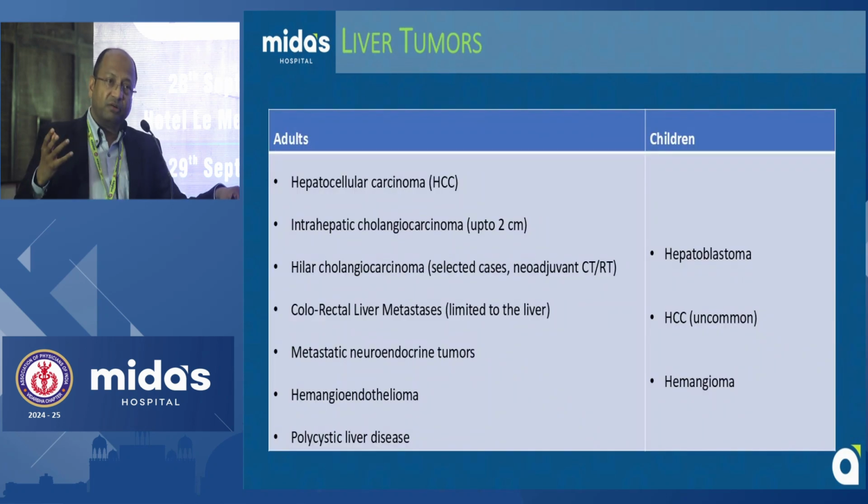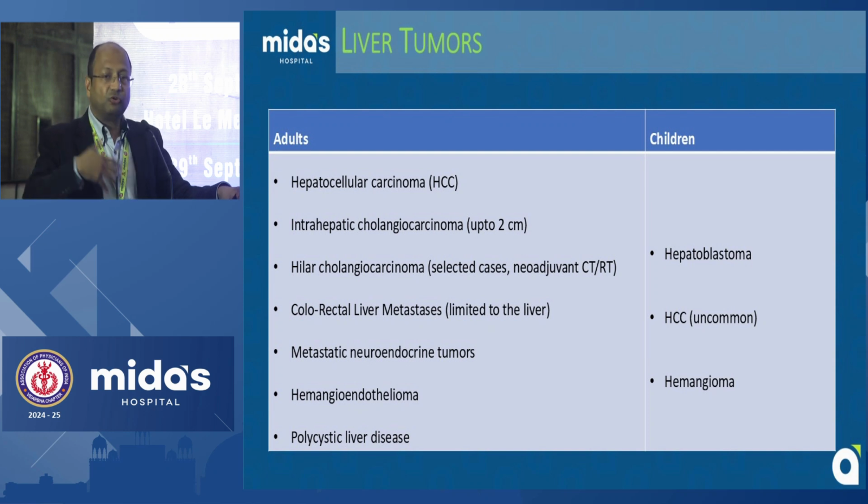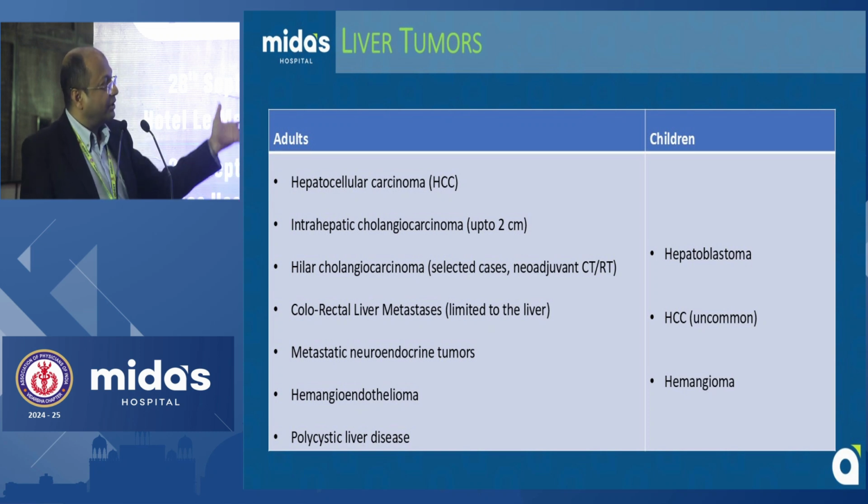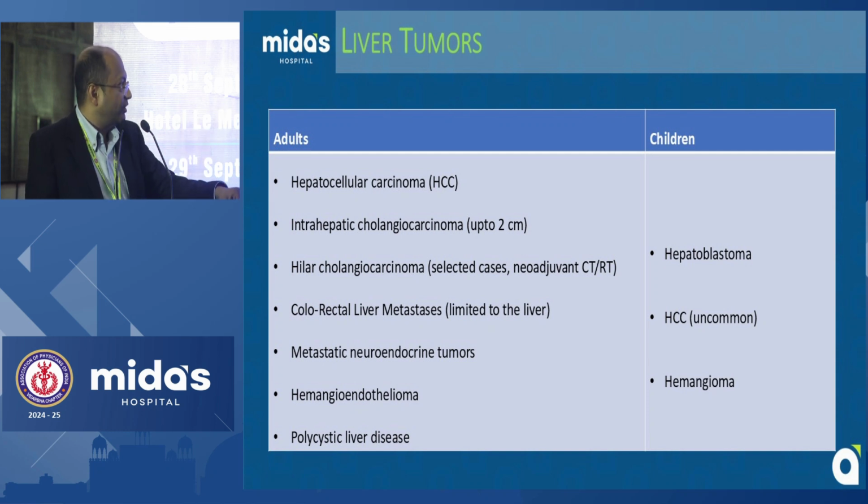So the most common liver tumor for which we do a transplant is HCC, hepatocellular cancer, in adults, and hepatoblastoma in children. Now this is the only cancer which can be cured with a transplant. There is no other cancer of any organ for which transplant is curative. And we are increasingly trying to use it for other cancers such as cholangiocarcinoma or colorectal metastatic disease also.